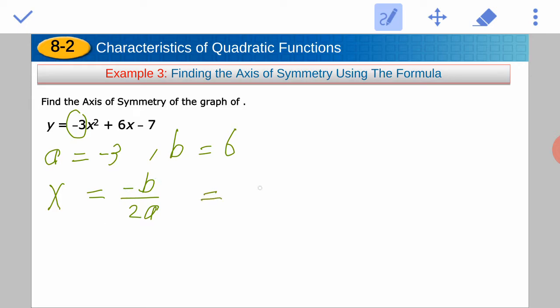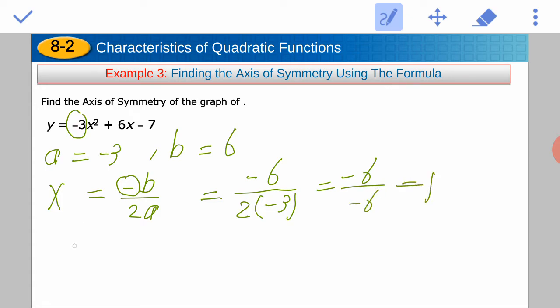Now let's substitute, guys. -b, b is 6. So -6. I know it's a positive number, but there is a negative sign because of the formula. So it's -6 over 2a, 2 times -3. If you simplify that, guys, it's going to be -6 over -6. Anything divided by itself is equal to 1. So the equation of the axis of symmetry is x equals 1.